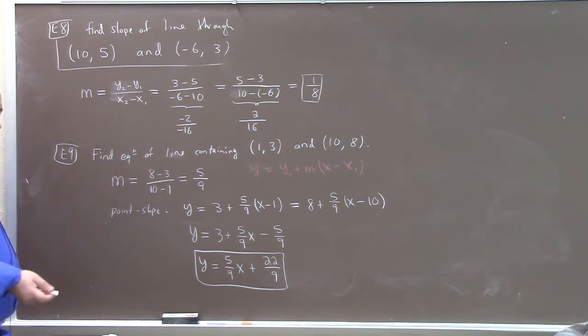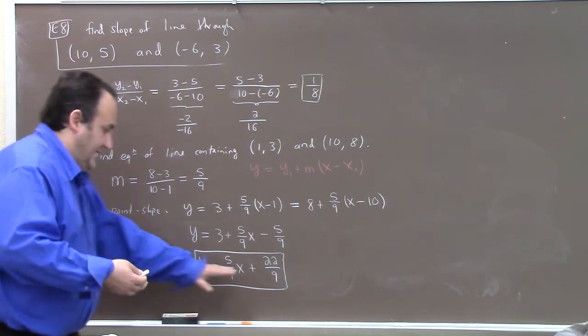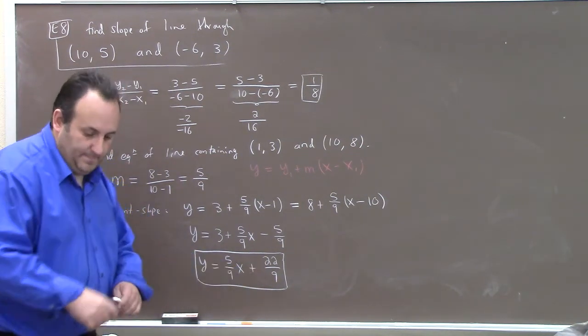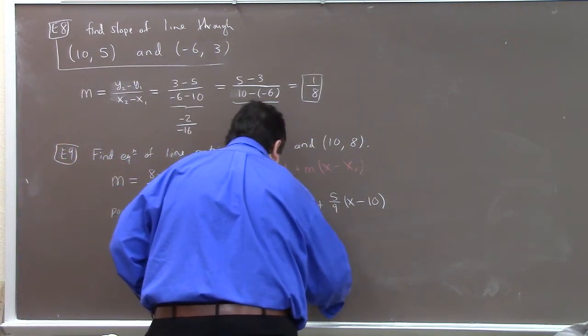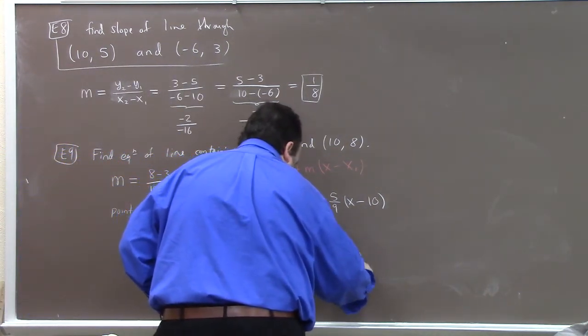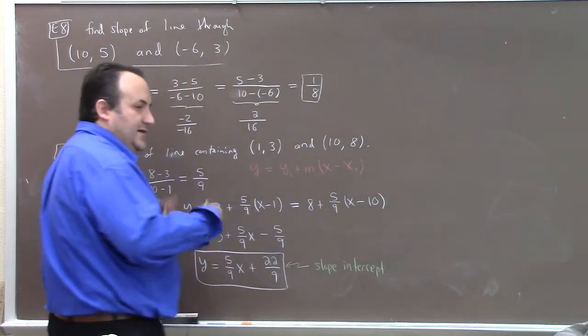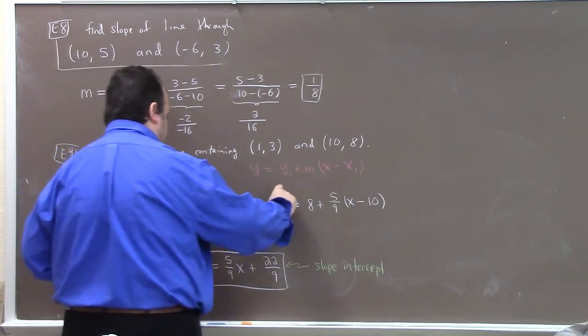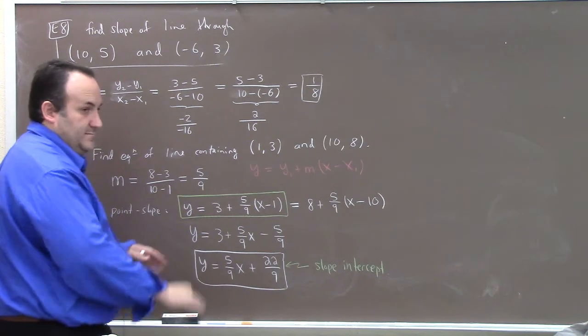Now, if I said, find the equation of the line in point-slope form or slope-intercept form, then that's the answer. This is slope-intercept form. However, if I just said, find the equation of the line, and I didn't specify, you have been well within your rights to stop right here, not do any additional algebra, and just say, that's the answer.